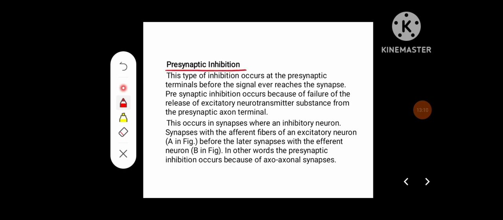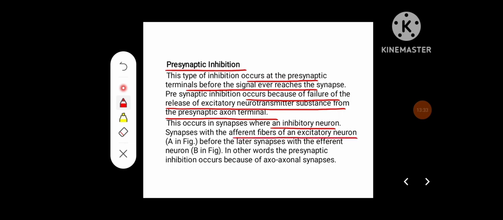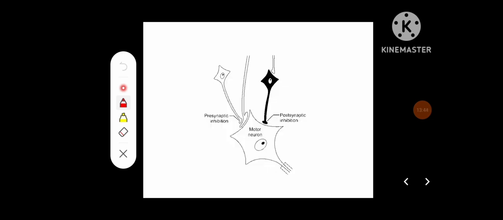Presynaptic inhibition. This type of inhibition occurs at the presynaptic terminals before the signal ever reaches the synapse. Presynaptic inhibition occurs because of the failure of the release of excitatory neurotransmitter substance from the presynaptic axon terminal. This occurs in synapses where an inhibitory neuron synapses with the afferent fibers of an excitatory neuron before the latter synapses with the efferent neuron. In other words, presynaptic inhibition occurs because of axo-axonal synapses. Okay, so this is the diagram showing the presynaptic inhibition.